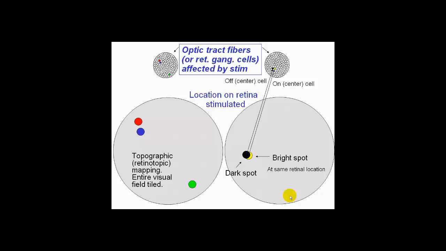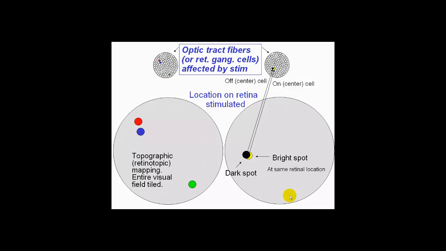If we move our spot of light to a nearby spot, then it will activate different receptor cells and different bipolar cells and different ganglion cells. And those will therefore activate different axons in the optic tract, but those axons will be close to the ones that did the red spot, because that's the visiotopic or topographic representation. If we shine the light far away on the retina, then the spot on the optic tract will be different.